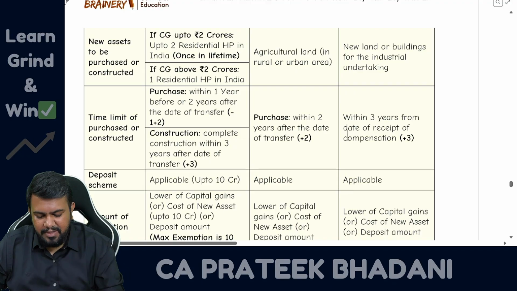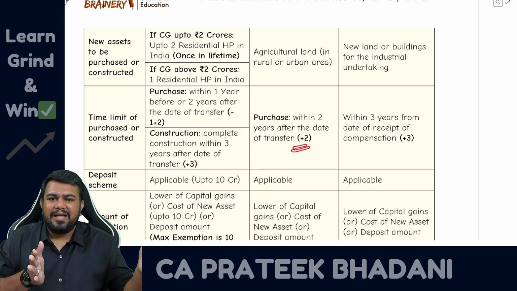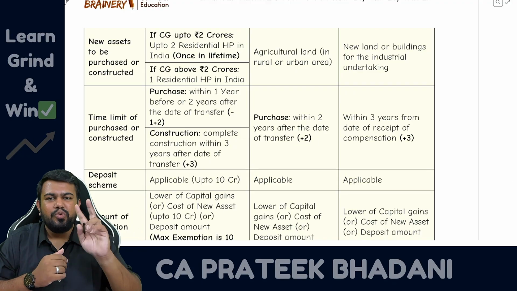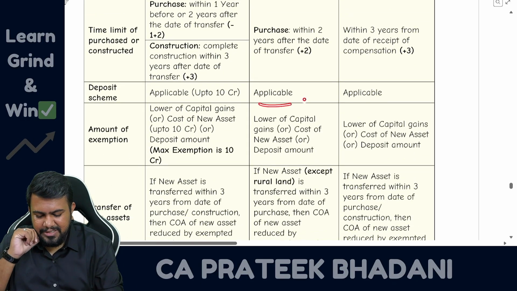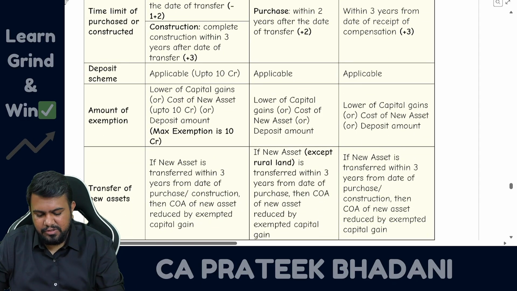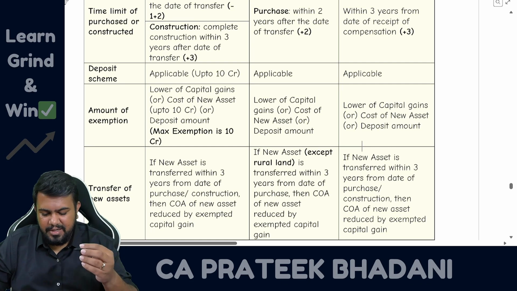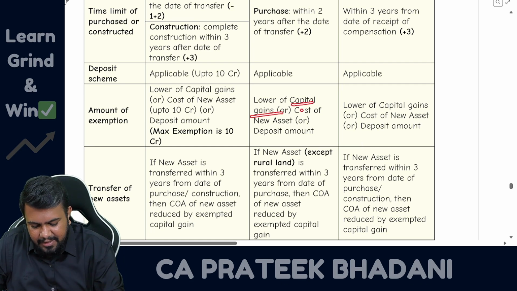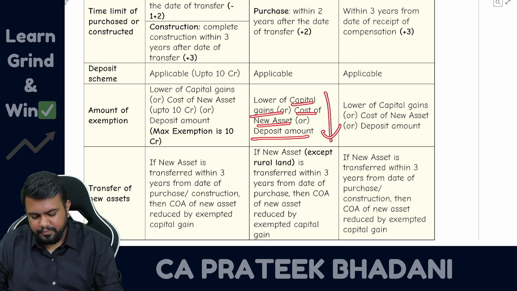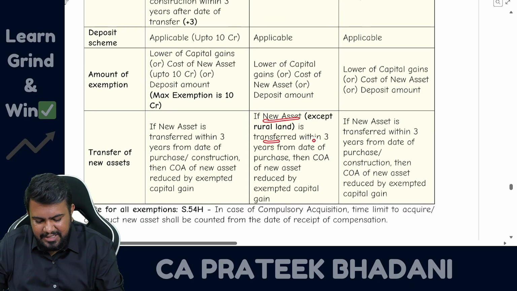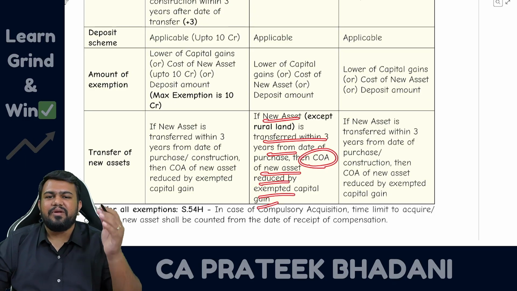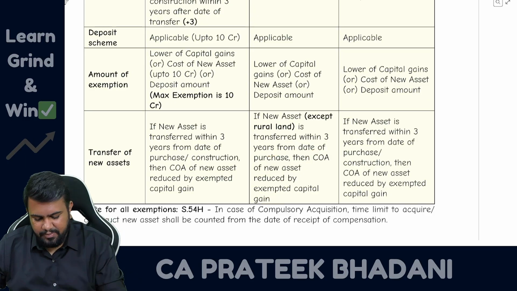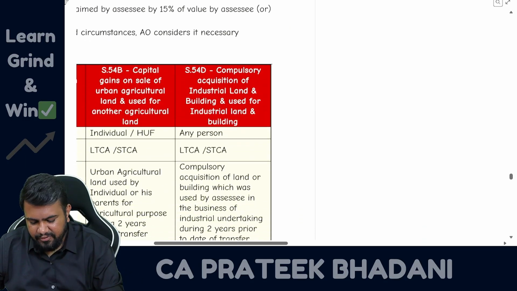What is the time limit? Plus 2, that is from the date of transfer, 2 years time is given to purchase the new agricultural land. Here also deposit scheme is applicable. And here also, what is the capital gain exemption? Exemption is equal to capital gain or cost of new asset or deposit amount, whichever is lower. Then, if the new asset is transferred within 3 years, then the cost of acquisition of the new asset shall be reduced from the exempt capital gain. Same concept. Now let us come to section 54D.